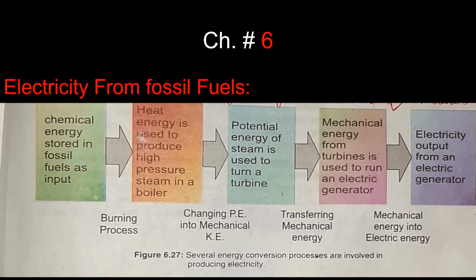These are called thermal power stations, and the various energy conversion processes involved in producing electricity from coal are described in this block diagram. Number 1: chemical energy stored in the fossil fuel is used as the input, and when this fossil fuel is burnt, heat energy is used to produce high pressure steam in a boiler. The potential energy of this steam is used to turn a turbine, and mechanical energy from the turbine is used to run an electric generator, and last, electricity is the output from the electric generator.